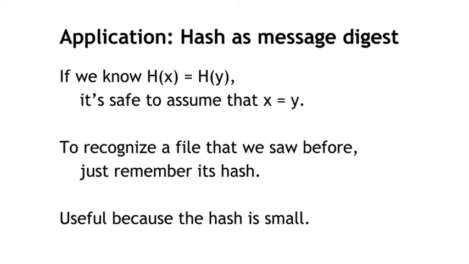Now, why do we need a hash function to be collision-free? Basically, if we know that x and y have the same hash, we can assume that the values of x and y are the same. So another way to look at this is if we want to recognize a file by its 256-bit hash instead of looking at the entire file. This is a lot easier to look at because the hash will be smaller than the entire size of the file.